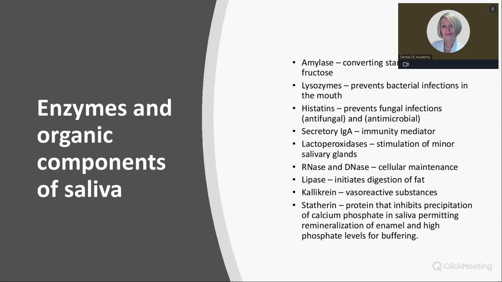So if lactoperoxidase is not produced in the saliva of the major glands, it can affect salivary flow of the minor salivary glands. RNAs and DNAs for cellular maintenance. Lipase initiates the digestion of fat. A kallikrein is a vasoreactive substance. Statherin is a protein that inhibits the precipitation of calcium phosphate in the saliva, and it permits the remineralization of enamel and high phosphate levels for buffering. And these are just a few of the enzymes and organic components of saliva.